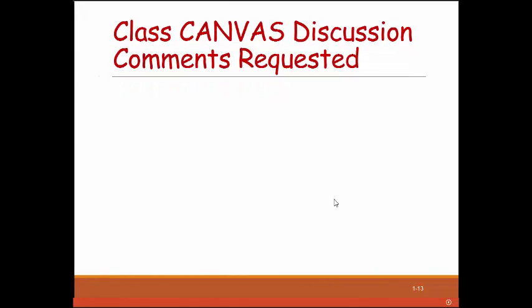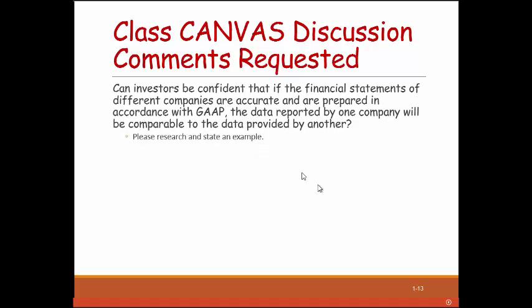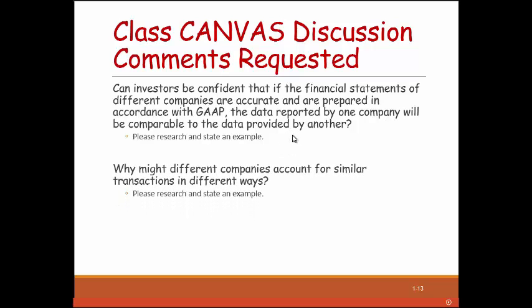Here are some questions for discussion. Can investors be confident that if the financial statements of different companies are accurate, that means the numbers are correct, and are prepared in accordance with generally accepted accounting principles, that the data reported by one company will be comparable to the data provided by another company? Why might different companies account for similar transactions in different ways? And can you give an example of a company that has done just that?